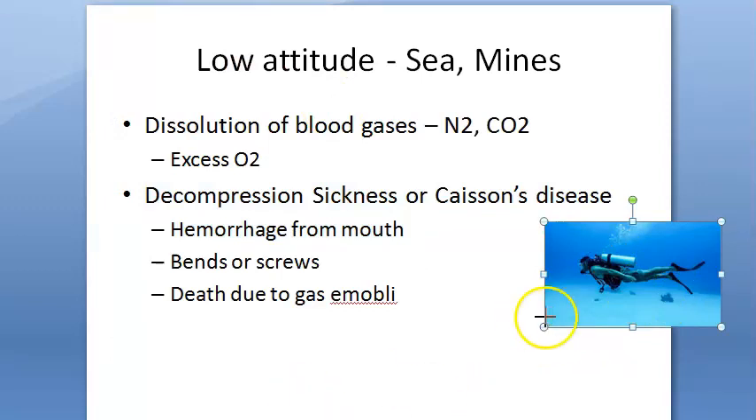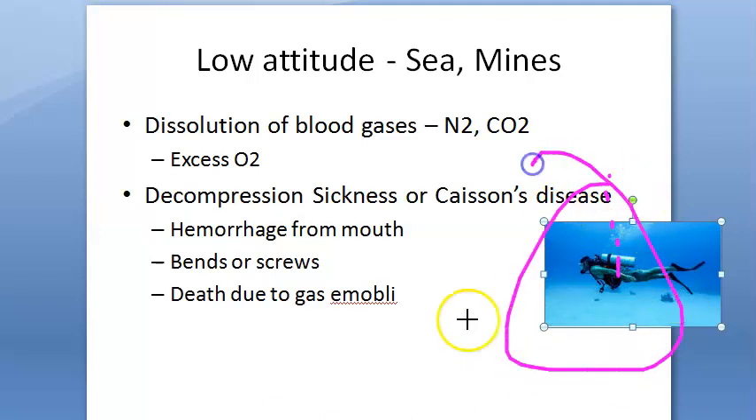So he should not come up fast in this water. He should come up slowly in the water. Level by level he should come up. That would not at all have created the problem in the first place. So when you're climbing a mountain also, remember, climb the mountain slowly. When you're coming up from scuba diving, come up slowly.